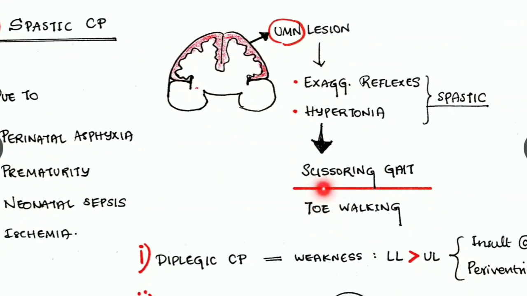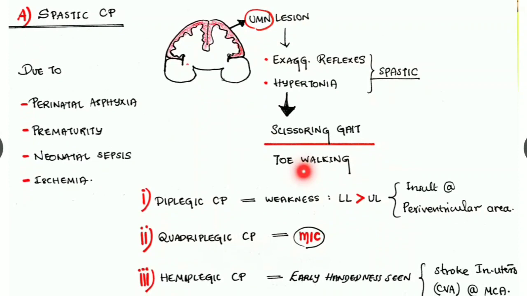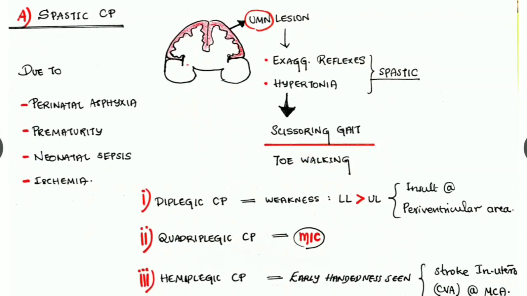And what is this scissoring gait? The lower limbs of the child or the baby are crossed to each other, and toe walking means the child walks on his toes due to contracture of the calf muscles. Which are the causes? It's mainly due to perinatal asphyxia, prematurity, neonatal sepsis, and ischemia. There are three subtypes of spastic cerebral palsy.